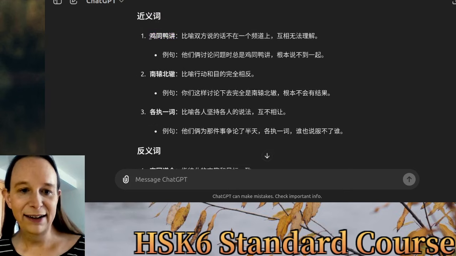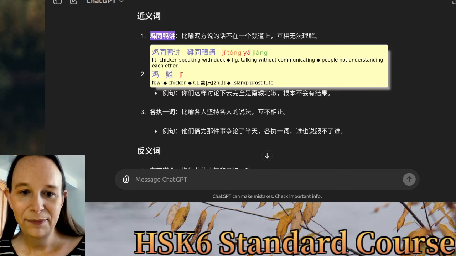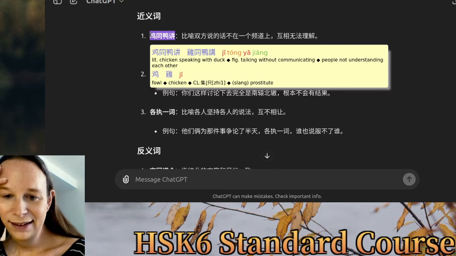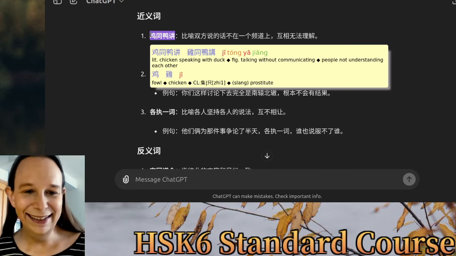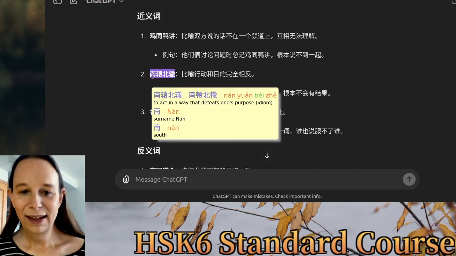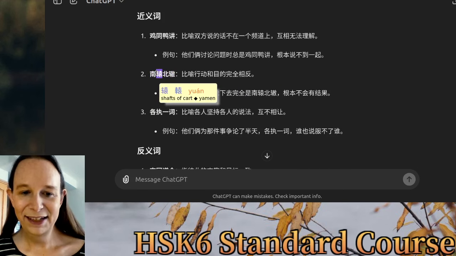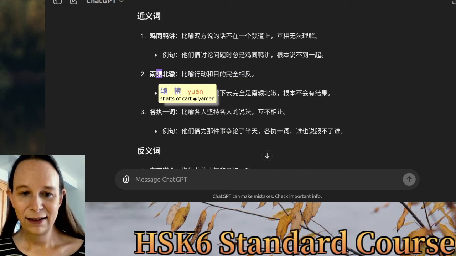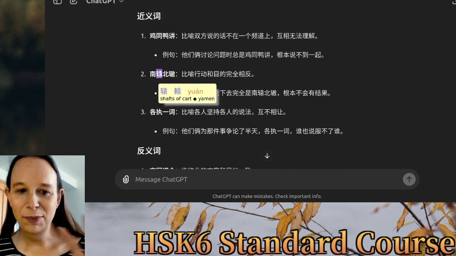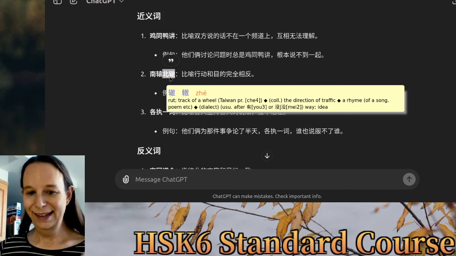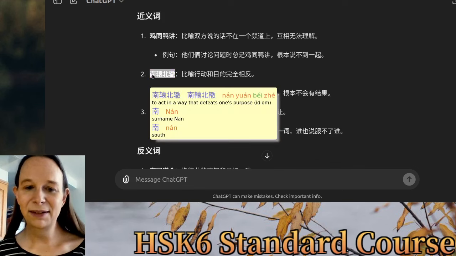So these are 近义词, okay, I don't know this. 鸡同鸭讲, this is a chicken speaking to a duck. So they don't understand each other, right? 南辕北辙, this one we've studied before. It's in the HSK vocabulary. 南辕, this is an old word for chariot, or something in that ballpark. So the chariot that's heading south is following the ruts in the ground that go north. So you're doing something that achieves the complete opposite of what you want to achieve.